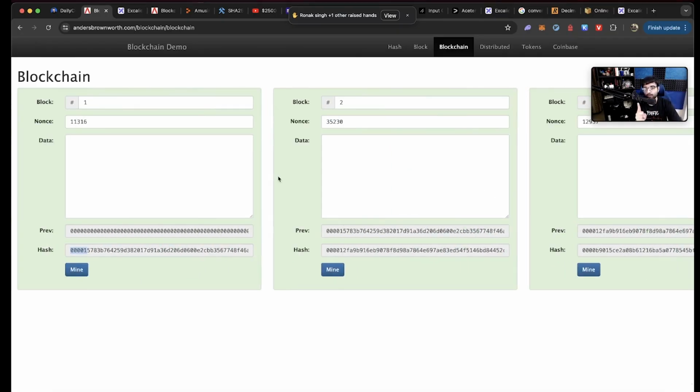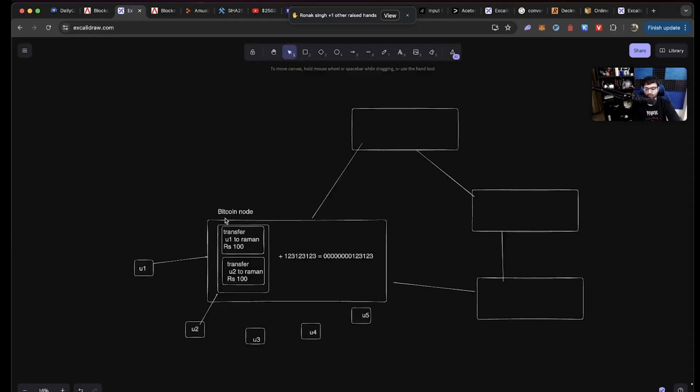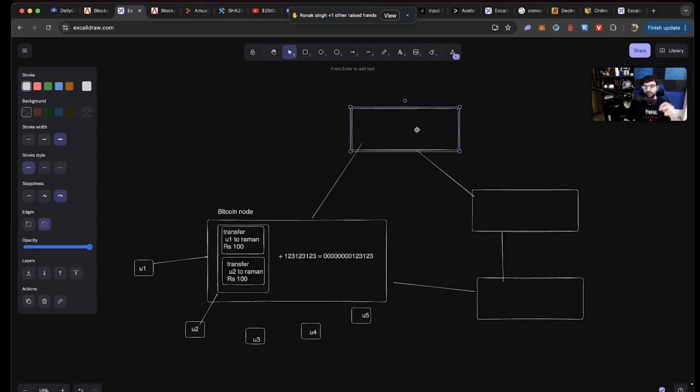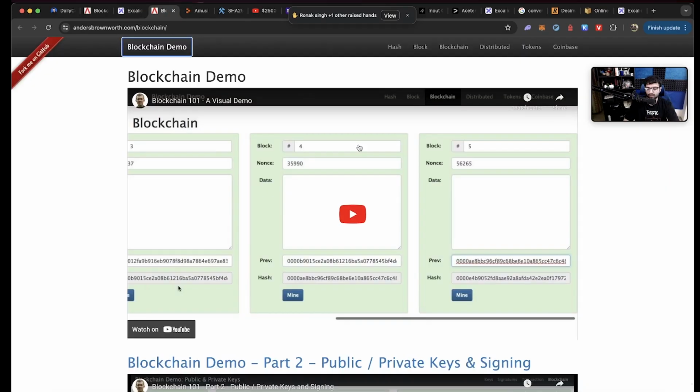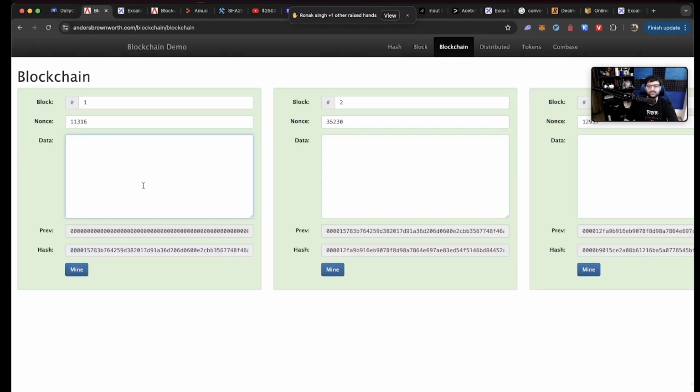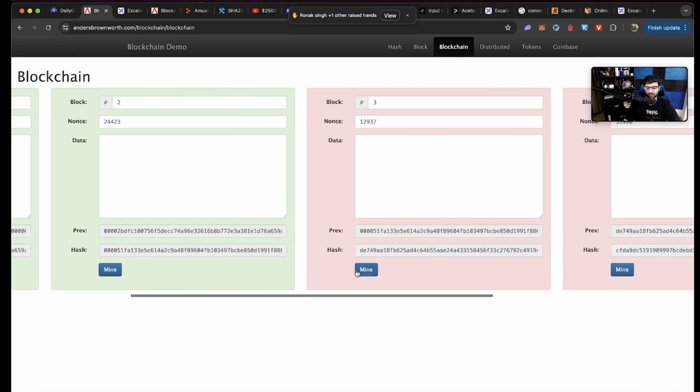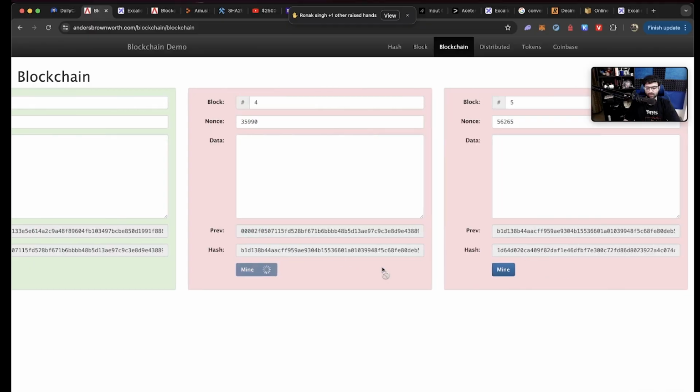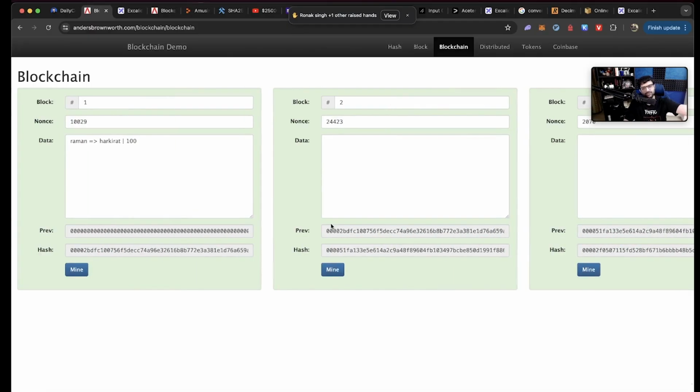Now, if you ever want to break the blockchain, if you become a notorious miner, if you are a bad miner over here and you want to change the blockchain ever, what will you have to do? Let's say there was a transaction over here, Raman to Harkirat, rupees 100. And the blockchain was correct for this. This person had mined. And then this person had mined after that. This was block number 2, block number 3, block number 4, block number 5. The blockchain was doing well.